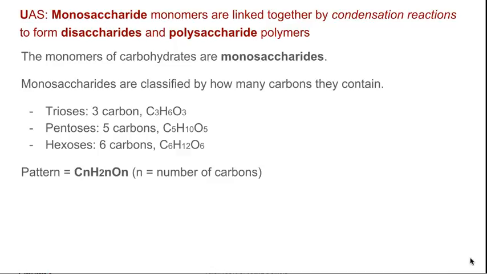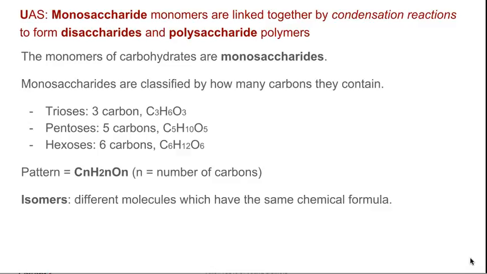Now, as you can see, there's a bit of a pattern to how this formula is devised, with the number of carbon and oxygen being the same and the hydrogen being double that number. Another key word moving on is isomer. Now, isomer means that different molecules have the same chemical formula, and we'll see that this is important for both carbohydrates and fats moving forward.